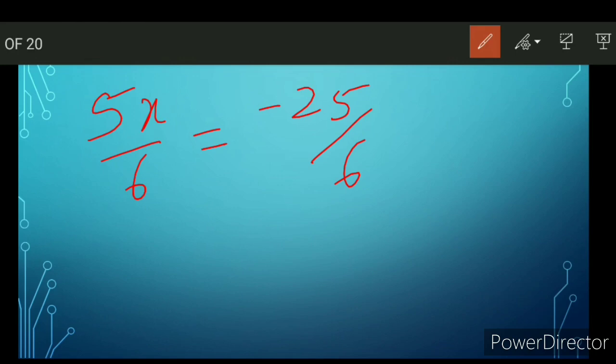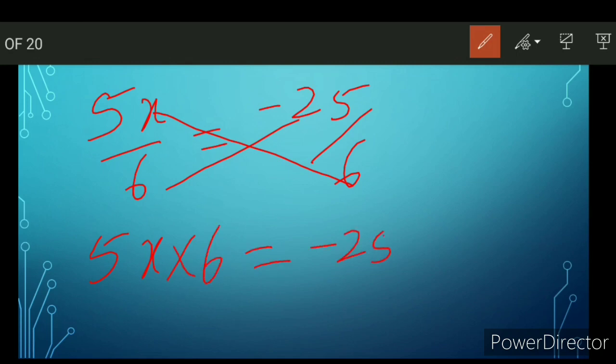Both the sides we are having one fraction. What I said, we should do cross multiplication. 5x into 6 equal to minus 25 into 6. Now again what we should do, 6 we will take to the denominator. I'll write here 5x equal to, there is no space.